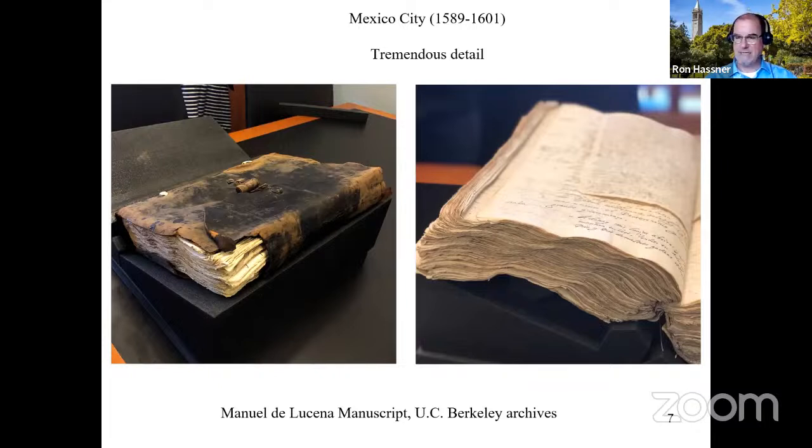It's leather bound, and I spent many, many hours poring through this trial document, page after page. It's fascinating because Manuel de Lucena was one of the leaders of the converso community in Mexico City in this period, and was burned at the stake for his heresies.